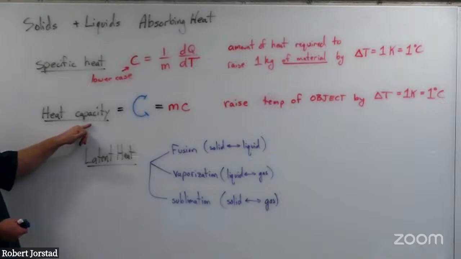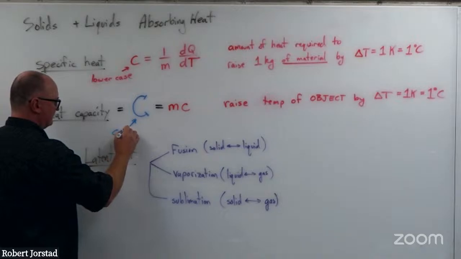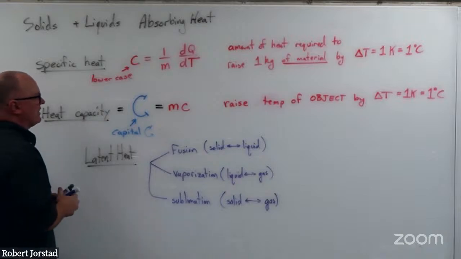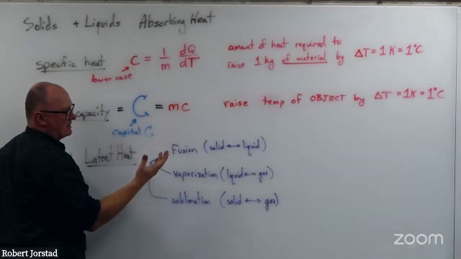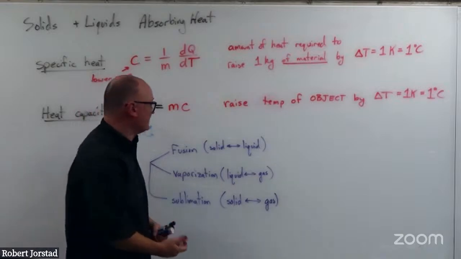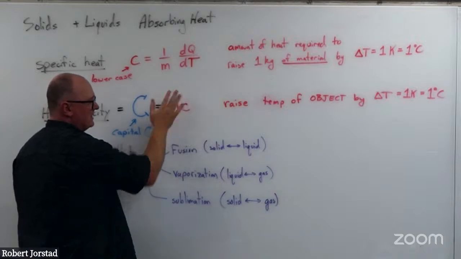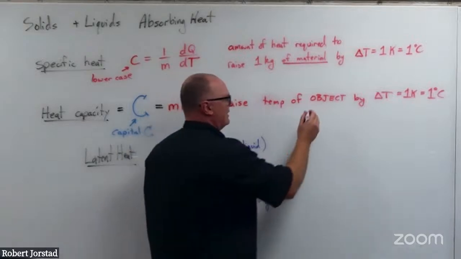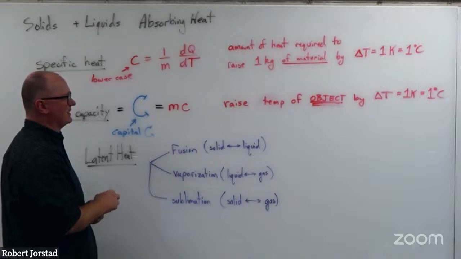Heat capacity is capital C, which is oftentimes thought of as lowercase m times lowercase c if you have an object that's made of all the same material. If an object is made of different materials, you can't use this. If an object is made of different materials, it's just big C. But that's basically, you raise the temperature of the object by 1 Kelvin, and it corresponds to the heat required.